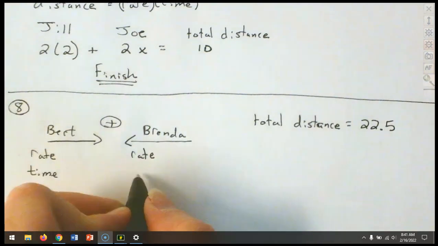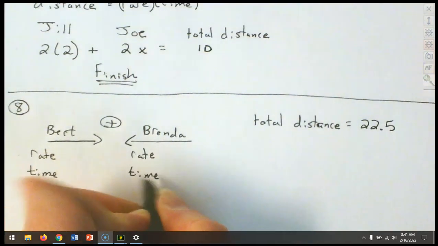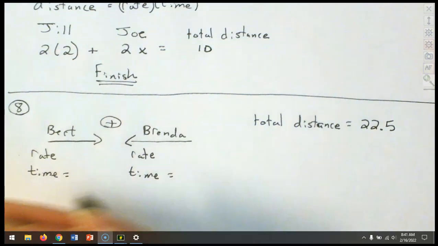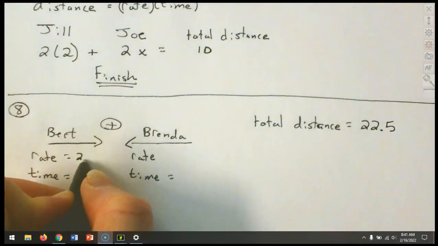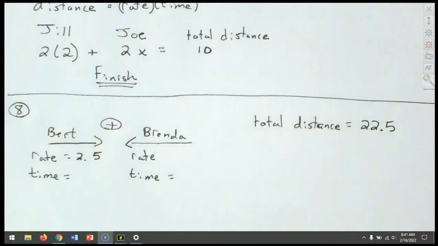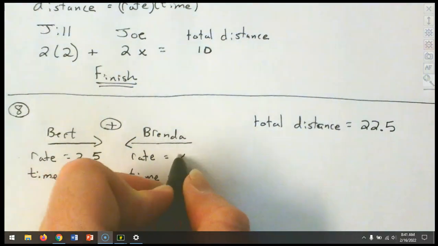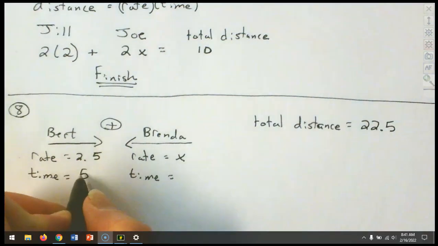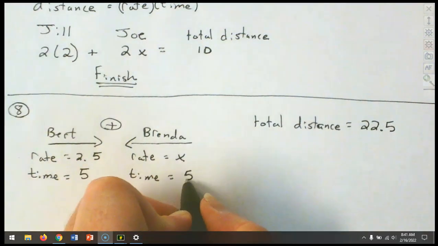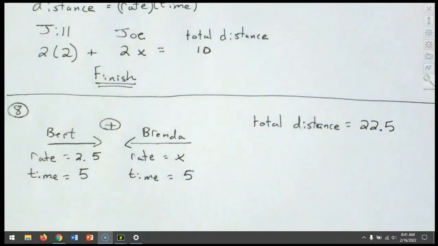Now in this case, the times are going to be the same, so whatever one of them has for the time, the other one will have the same time. So they both begin to walk towards each other, and Bert walks at 2.5 kilometers per hour. So 2.5 is his rate. We don't know Brenda's rate of speed, so we'll use an X. And they meet in 5 hours, so that means my time is going to be 5.